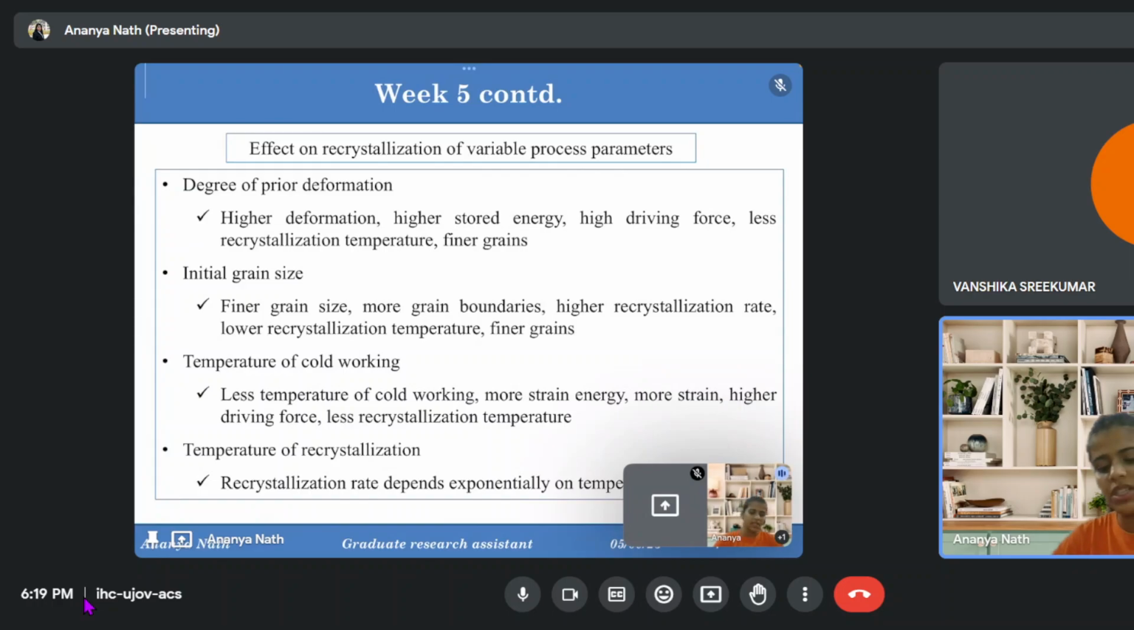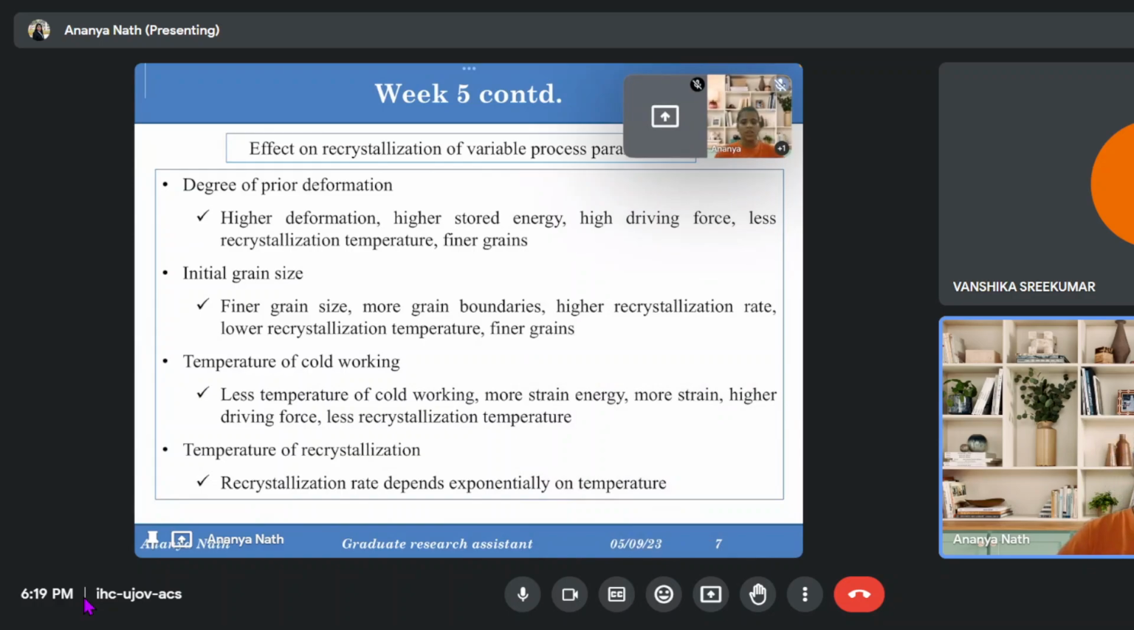Next is the temperature of recrystallization. The recrystallization rate depends upon the temperature exponentially, because there is one formula in which you will see that the recrystallization rate is a function of the temperature, with an exponential relation.